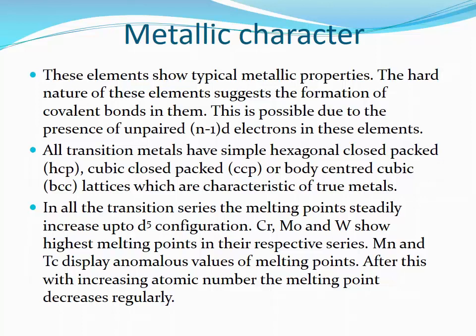In all the transition series, the melting point steadily increases up to d5 configuration. That is, in case of the third transition series, from scandium to chromium, melting point gradually increases. Thus, chromium, molybdenum and tungsten show the highest melting point in their respective series. Mn and Tc display anomalous values of melting point. After this, with increasing atomic number, the melting point decreases regularly.